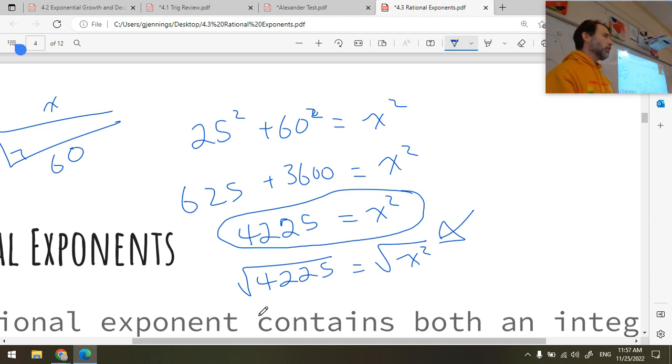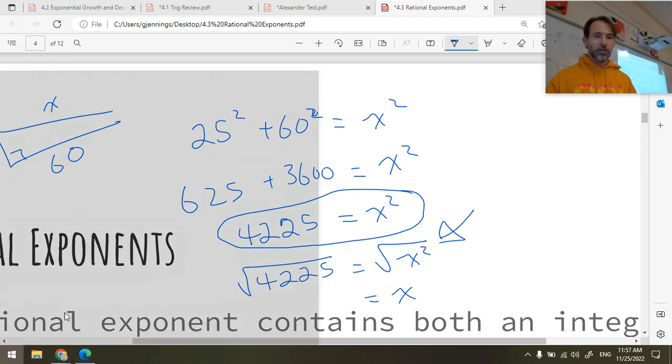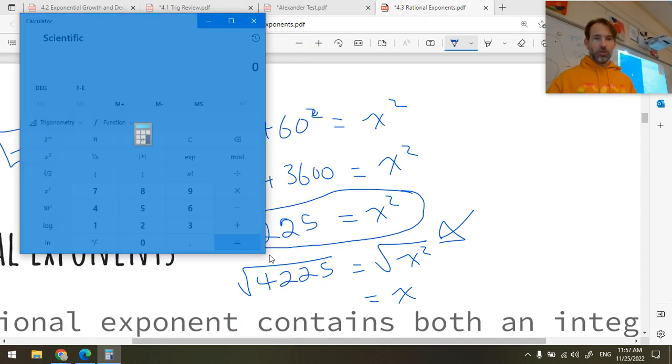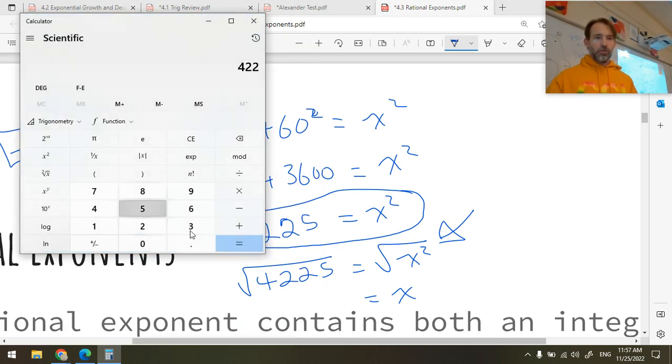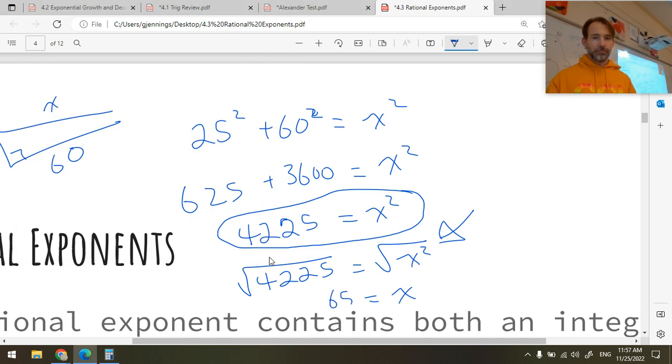So saying the square root of x squared is saying find me the thing that when multiplied by itself gives me x squared. Well, that would be x times x is x squared. So that will effectively give me just x on this side. And then this is how you punch it on your calculator, folks. 4225, and then I take the square root of that. Oh, it's 65. Wow. So I have some Pythagorean triples memorized. So sue me.